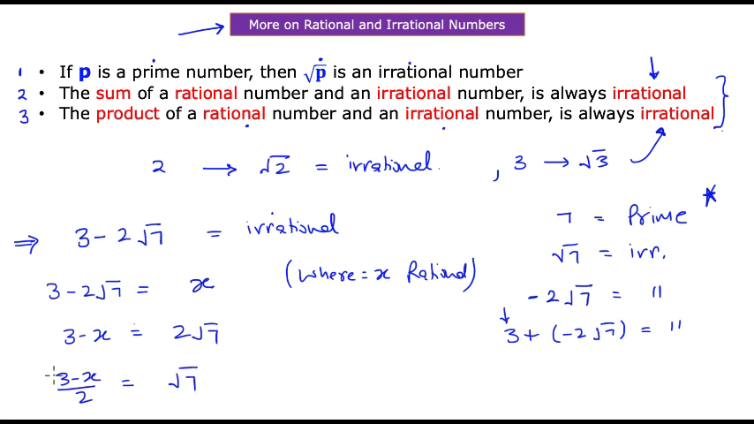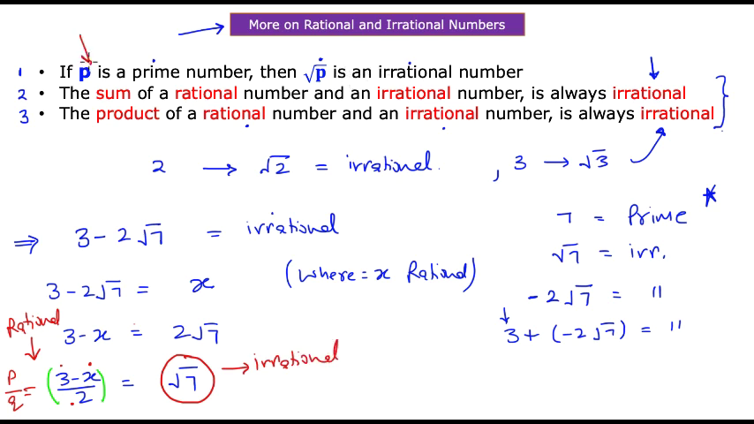But what is this term, (3 minus x) divided by 2? It will be a rational number, so this is in the form of p over q. Hence it will be a rational number. But we know that square root of 7 is an irrational number because 7 is a prime number and we took the square root of a prime number, by rule number 1. So you cannot say that one rational number is equal to one irrational number. Hence our assumption in step 1 was wrong. So this cannot exist. Hence we say that 3 minus 2 times square root of 7 is an irrational number.